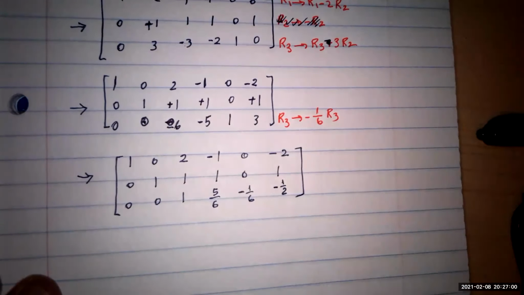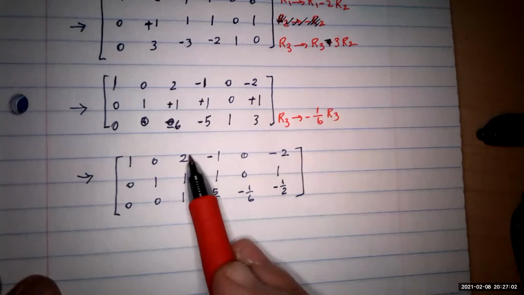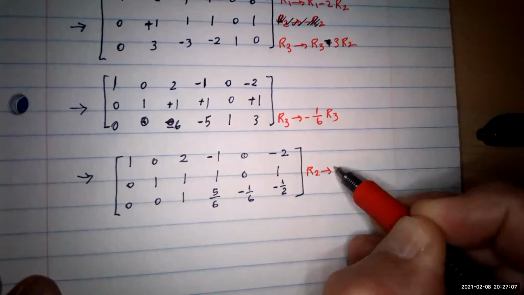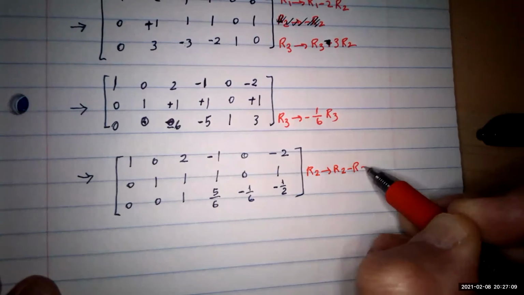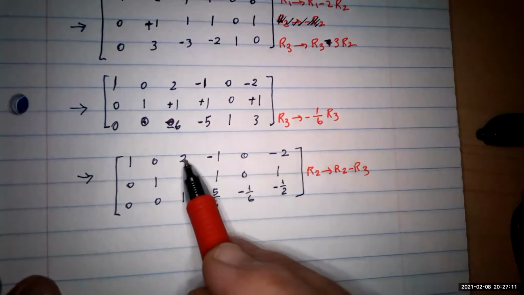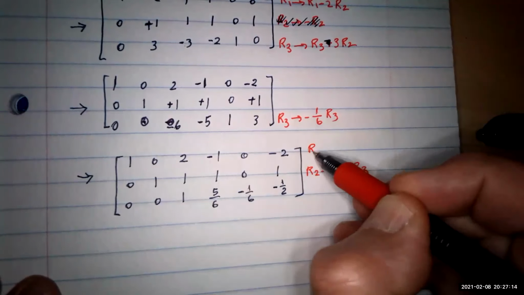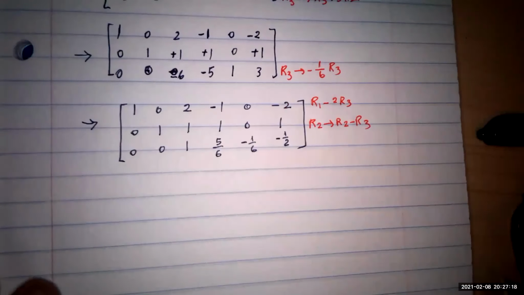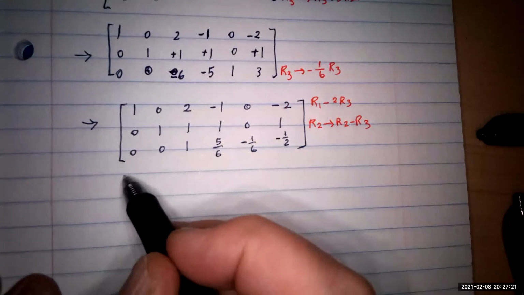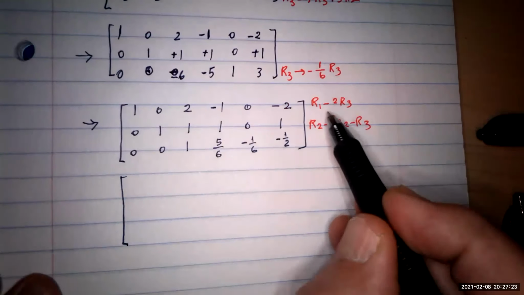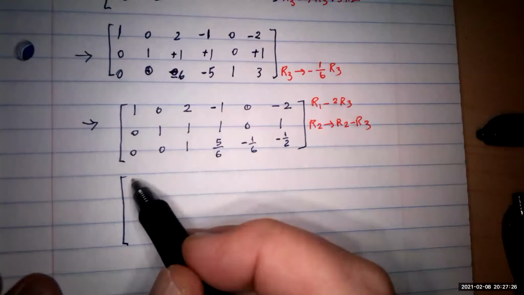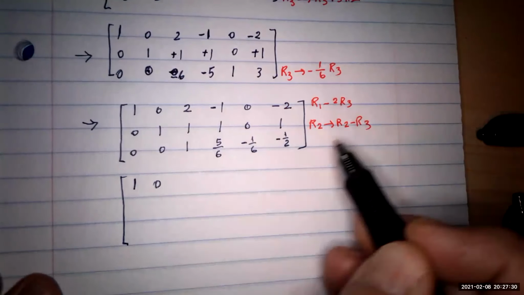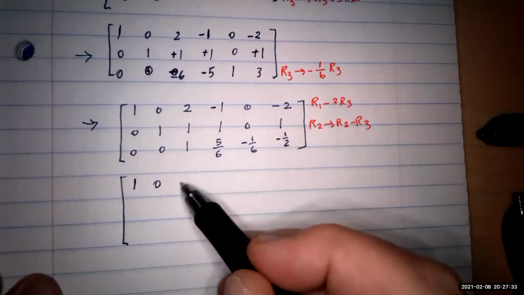Okay, we are almost done. We got the 1 here. You have to take care of the others. So this is it: R2 becomes R2 minus R3, and you get a 0 here. And to get the 0 on the top, it's going to be R1 minus 2R2. And then you're done. So R1 minus 2R3, that makes it 0.